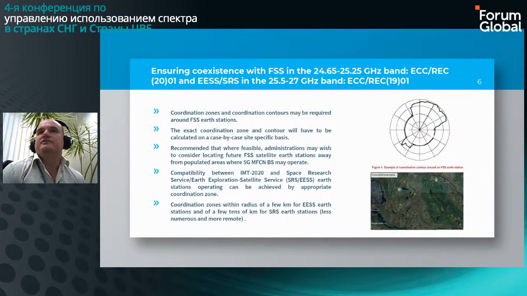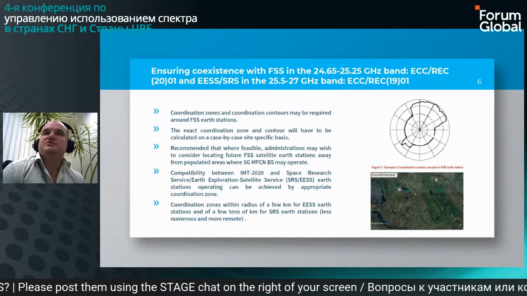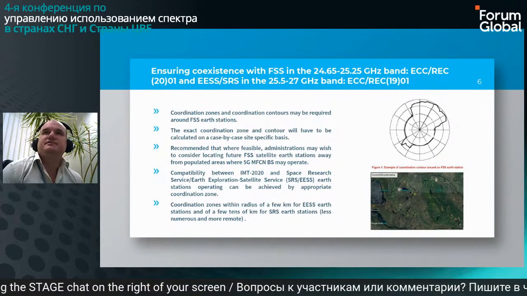On the next slide, we can see also other coexistence cases between IMT and FSS Earth stations, and the stations of other services, space research and Earth exploration satellite service. In this case, it will also be required on a case-by-case basis, depending on the specific characteristics of these stations, to calculate the coordination zones and contours, which can also help administrations to ensure this coexistence between these systems.